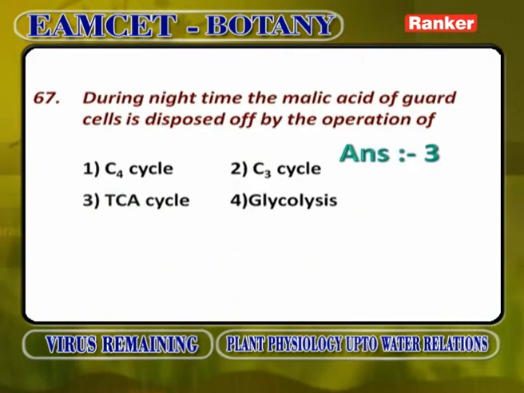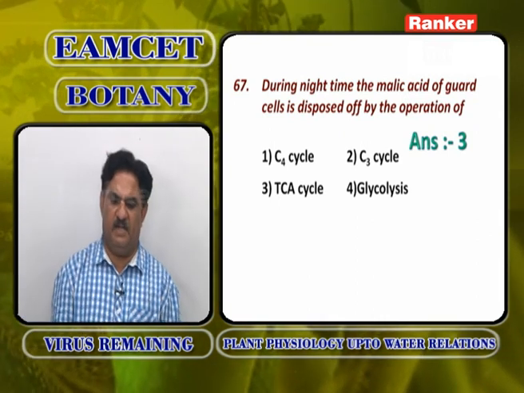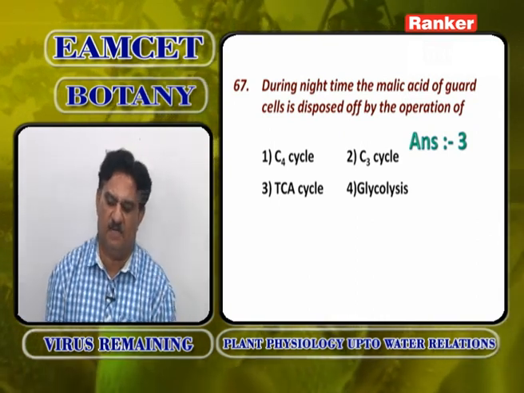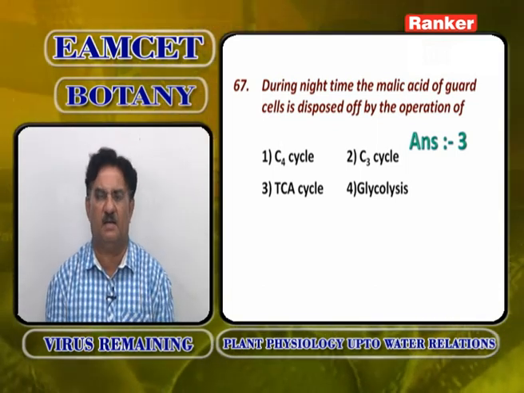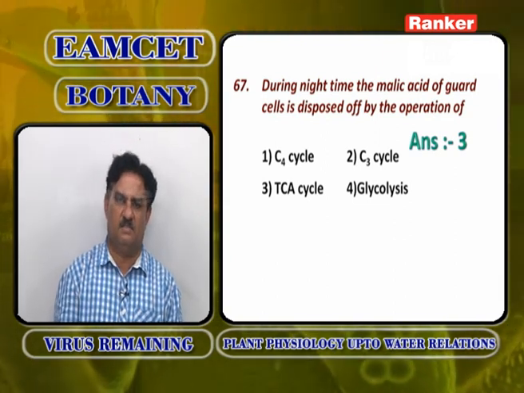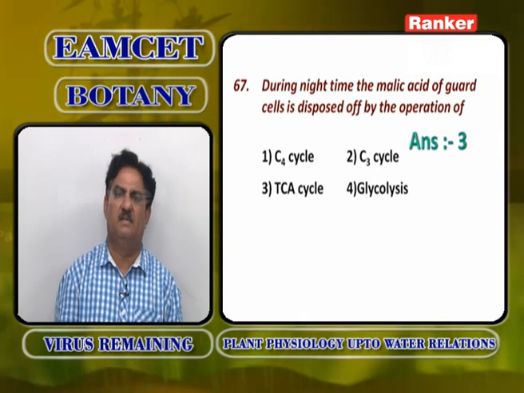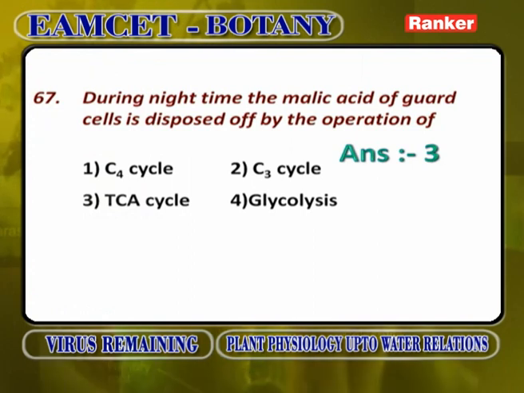During night times, the malic acid of guard cells is disposed of by the operation of the TCA cycle. TCA cycle is the tricarboxylic acid cycle or Krebs cycle. Malic acid is directly involved in the Krebs cycle, in the last fourth oxidation, which converts it into oxaloacetic acid, resulting in the liberation of NADH2, and oxaloacetic acid combines with acetyl CoA to start the Krebs cycle again. So, not the C4 cycle, not the C3 cycle, not glycolysis, but it is the TCA cycle, the tricarboxylic acid cycle.